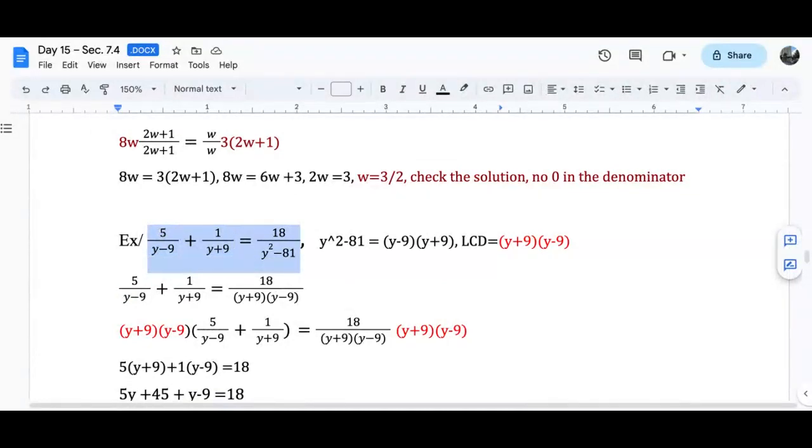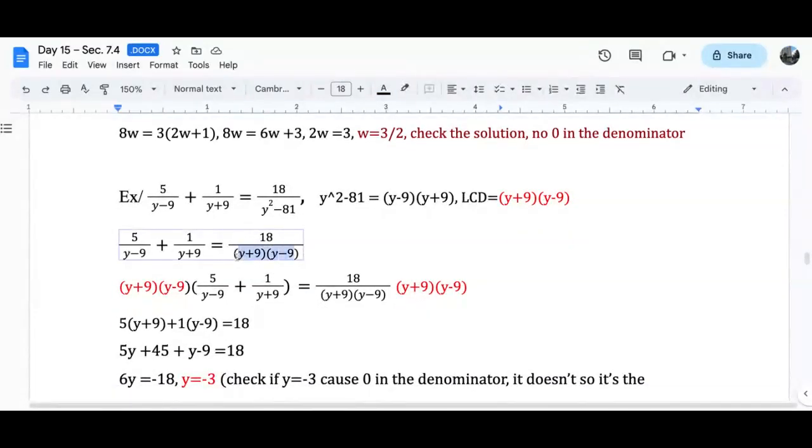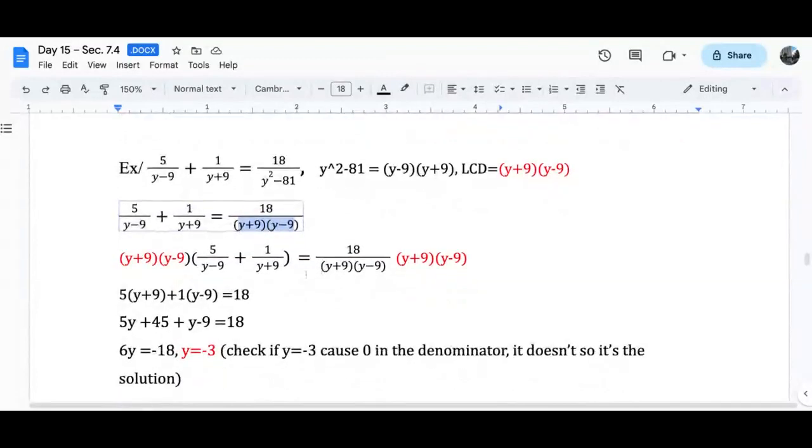Okay, let's see this example. So what is the LCD of this? y squared minus 81 is the difference of 2 squares, exactly y minus 9 times y plus 9. So the LCD is just y squared minus 81, which is y plus 9 times y minus 9.